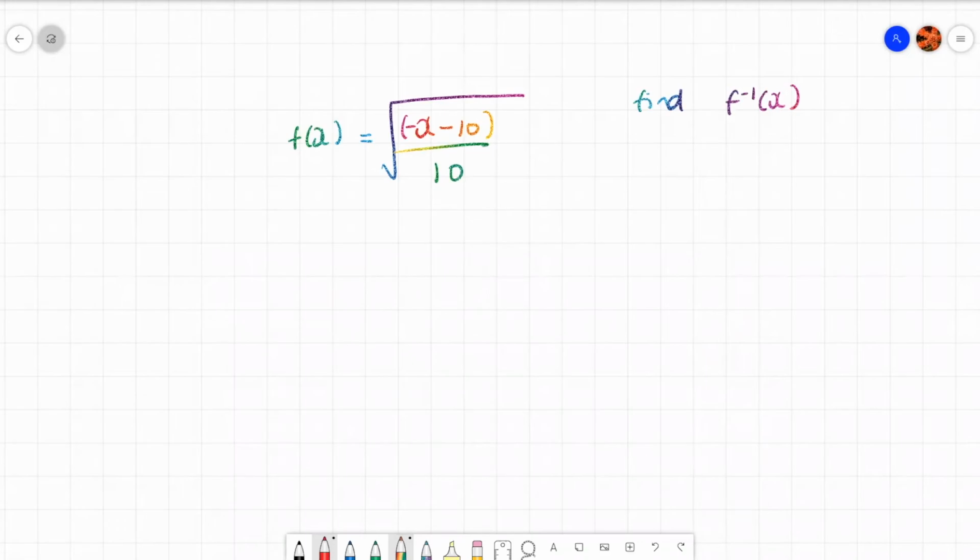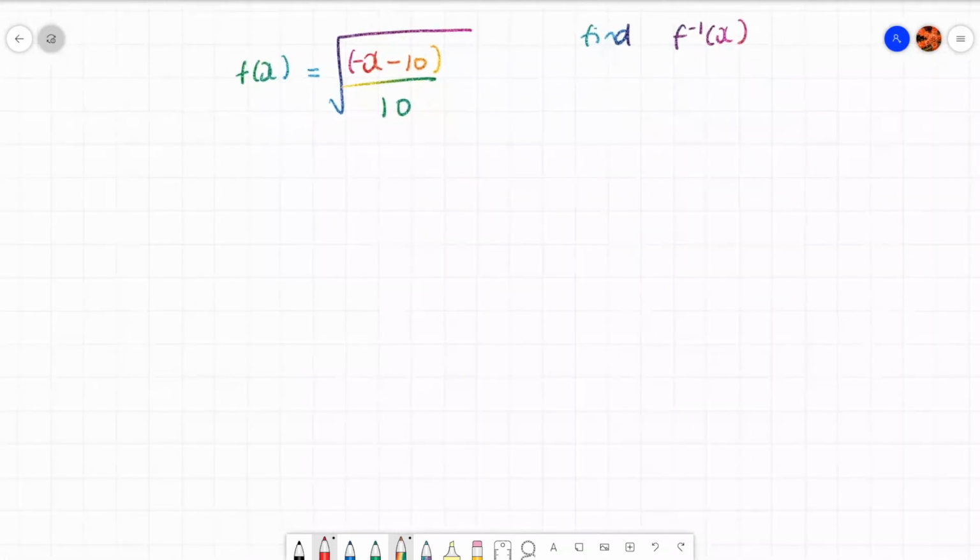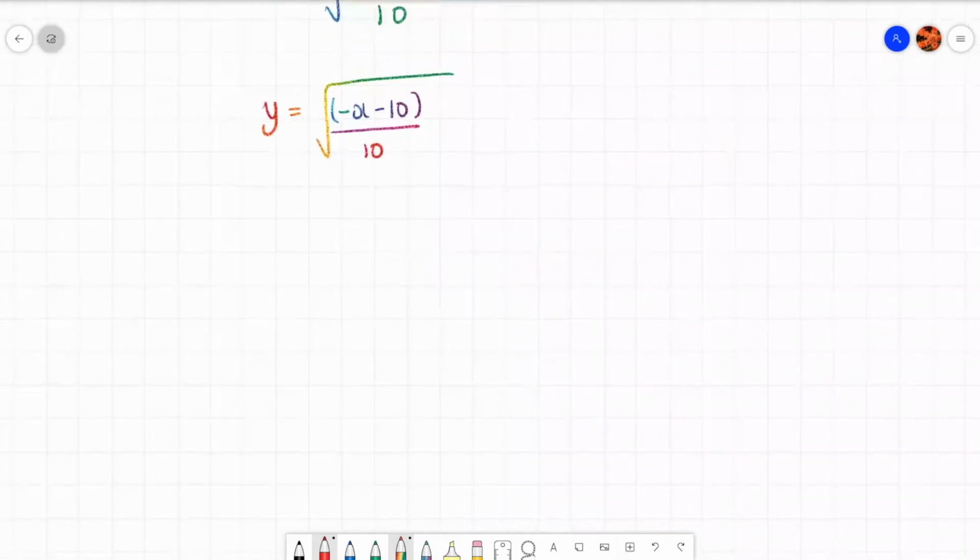First of all, we've got to make it y equals the square root of, oops, it's in the bracket, isn't it? Minus x minus 10 all over 10. Well, how do you get rid of a square root? You need to square it. So y squared equals minus x minus 10 all over 10. Well, we need to make it x equals. So I'm just going to write that down to remember it, sometimes because there's so many steps.